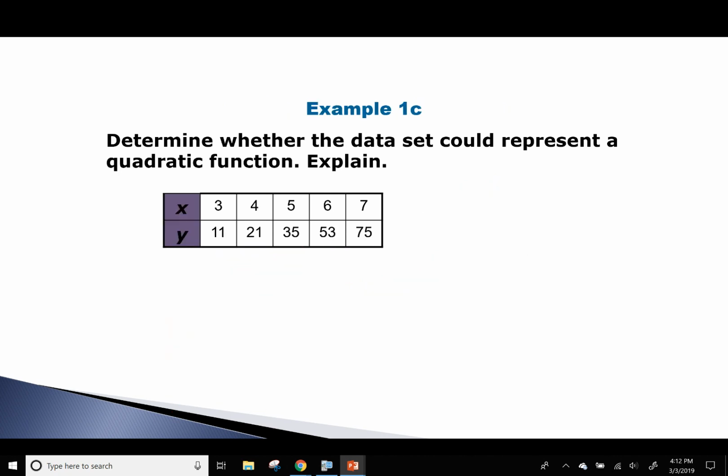All right, look at this one. Again, check that the x's are consistent. 3 to 4 to 5 to 6 to 7. X values are 1 apart. Those are fine. Those are consistent.